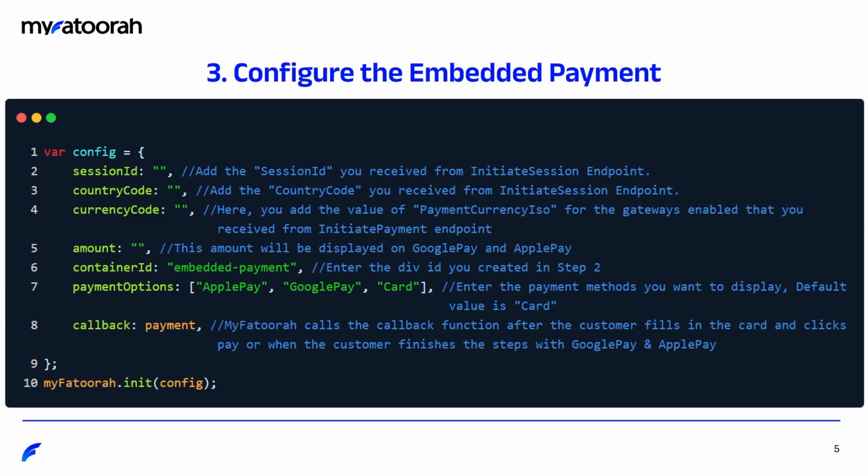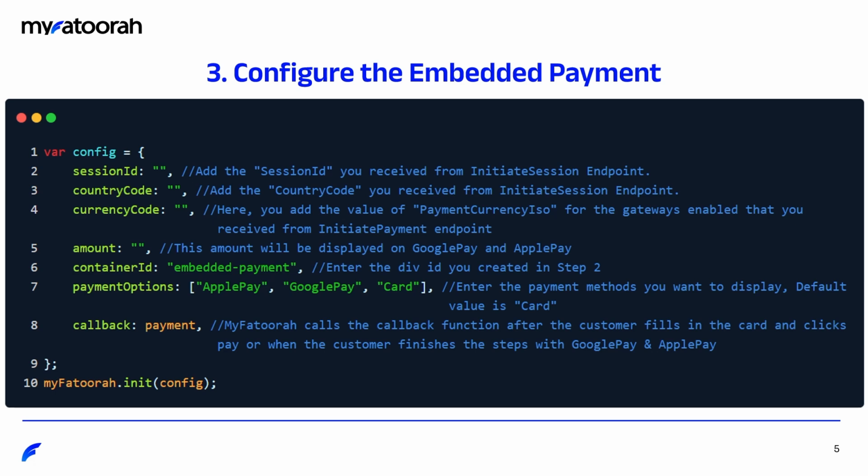The currency code represents the currency of the gateway in which the payment needs to be processed. You have to use a gateway currency enabled for your account. You can identify the enabled gateway currencies for your account from the parameter payment currency ISO from the response of the initiate payment endpoint. The amount represents the amount that will be displayed to your customers on the payment sheet for Apple Pay and Google Pay.